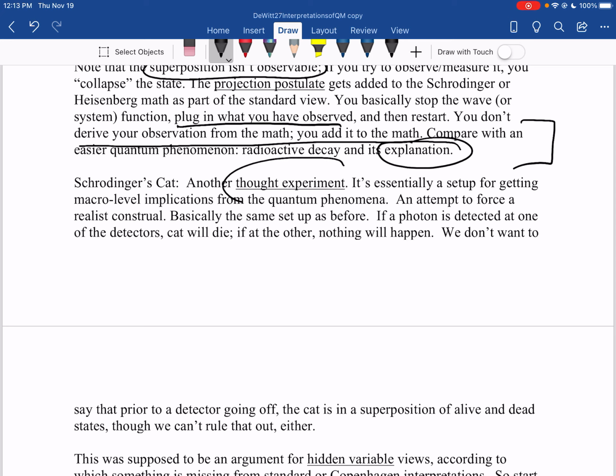This is another in our line of thought experiments. We saw some from Galileo, for instance, designed to convince us that some experiment that we cannot perform would have a particular result. It is a setup for getting macro level, big observational states of affairs, what the philosopher John Austin calls middle-sized dry goods, lions and tigers and tables and chairs, that kind of stuff. We want to try to get implications at the level of everyday objects from quantum phenomena. So the idea is you set up a double slit experiment or a half-silvered mirror experiment. If the particle is detected at one of the detectors, the cat will die. If at the other, nothing will happen.